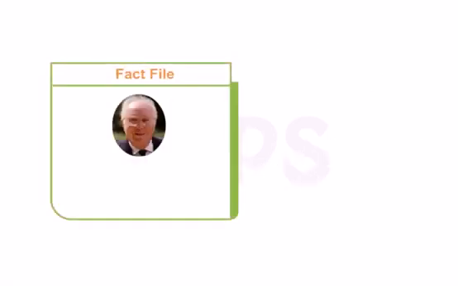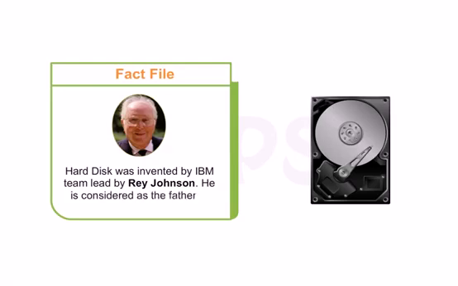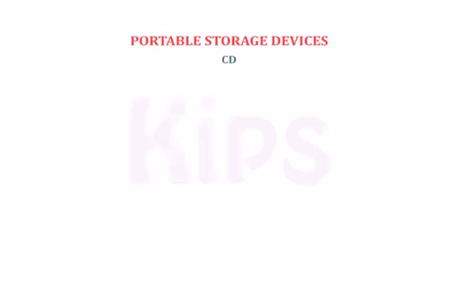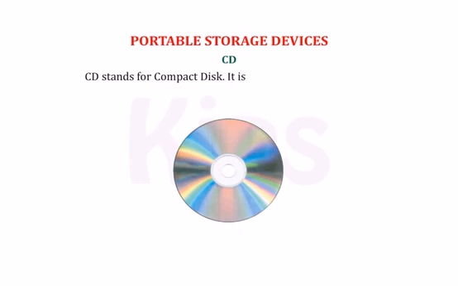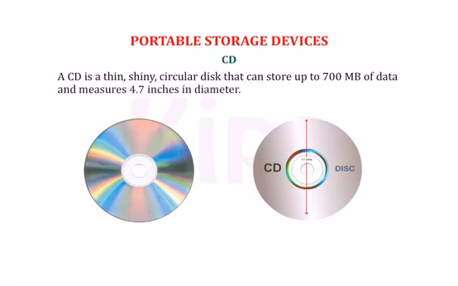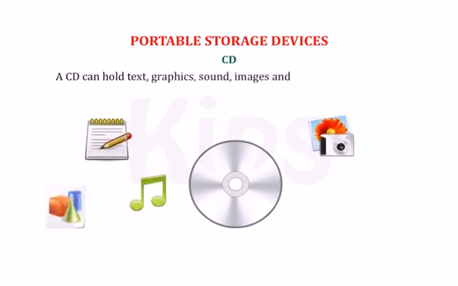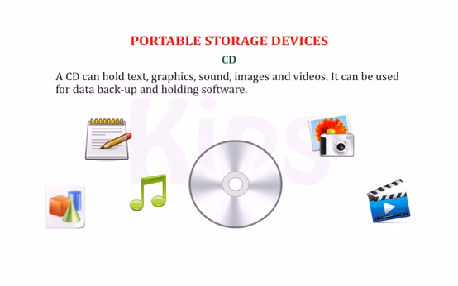Time for fact file. Hard disk was invented by an IBM team led by Ray Johnson. He is considered the father of the disk drive. CD stands for compact disc. It is an optical storage device. A CD is a thin, shiny, circular disc that can store up to 700 MB of data and measures 4.7 inches in diameter. A CD can hold text, graphics, sounds, images, and videos. It can be used for data backup and holding software.